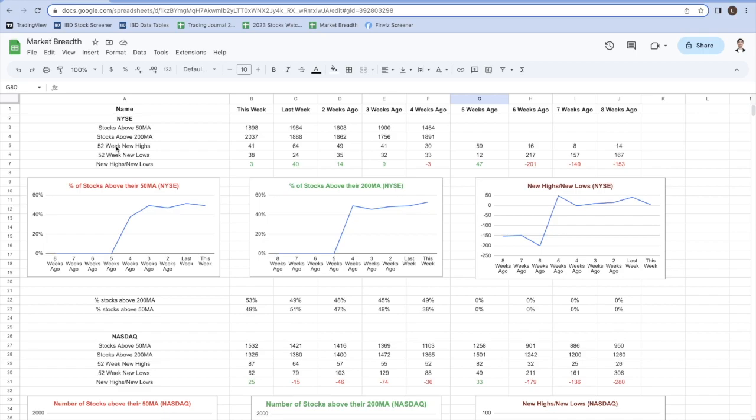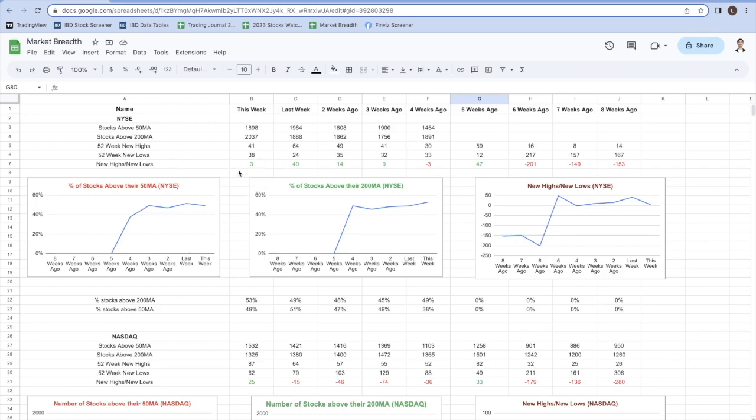And the greater the participation and the breadth of the market, the more sustainable the rally is. So the next thing that we'll take a look at is the 52-week new highs. Over here, we have 41 and we have 38. So 41 stocks made 52-week new highs last week compared to 38 that made new lows. That gives us a net new highs minus new lows number of 3. We simply take 41 minus 38, we get 3.